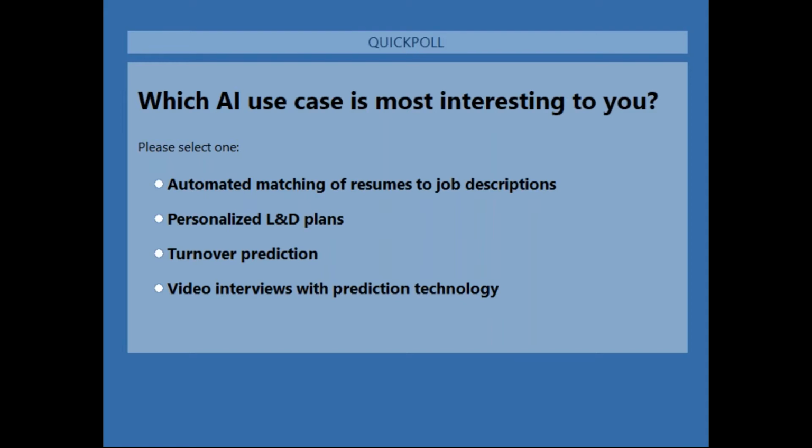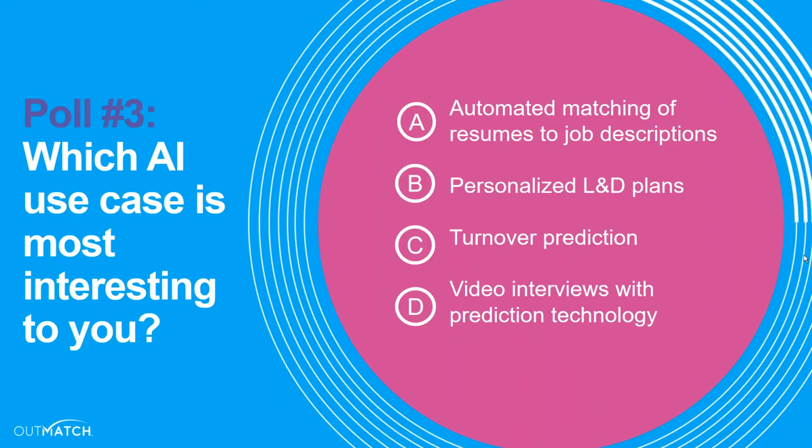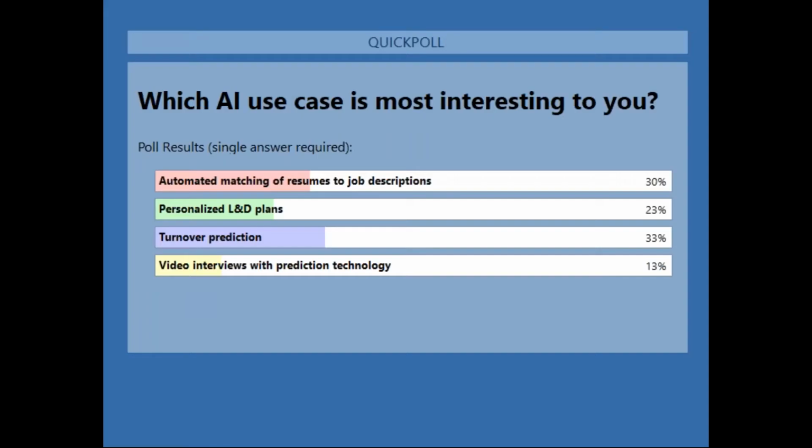All right, I'll go ahead and close it out. Okay, it looks like we got 30% for automated matching of resumes to job descriptions, 23% personalized L&D plans, 33% turnover prediction, and 13% video interviews with prediction technology. Great, thank you everybody. I think you just helped me win a bet.